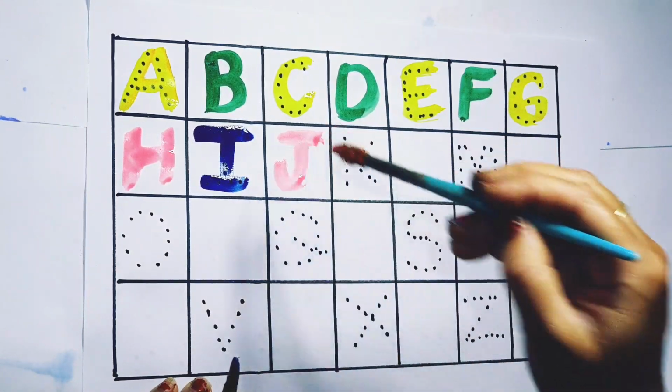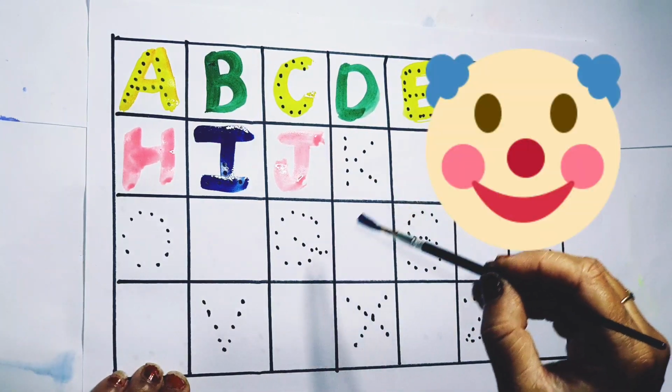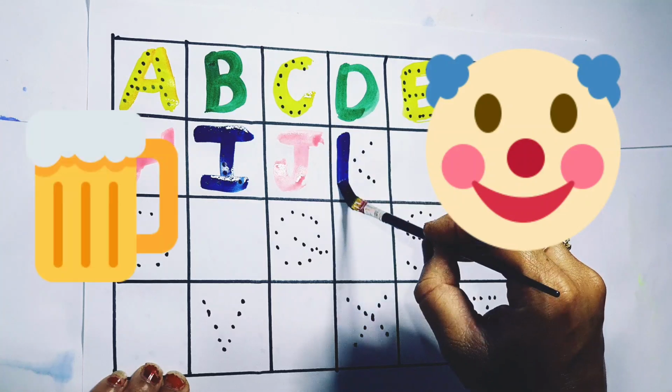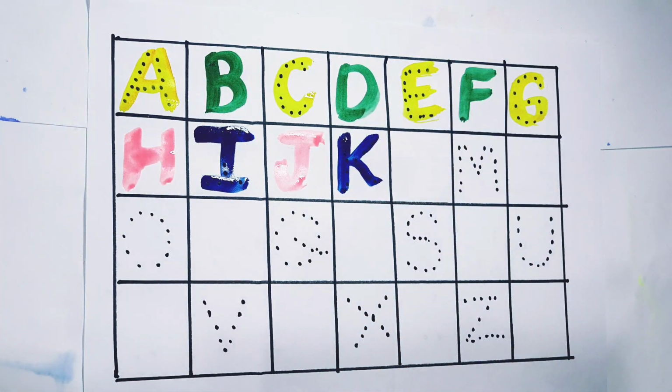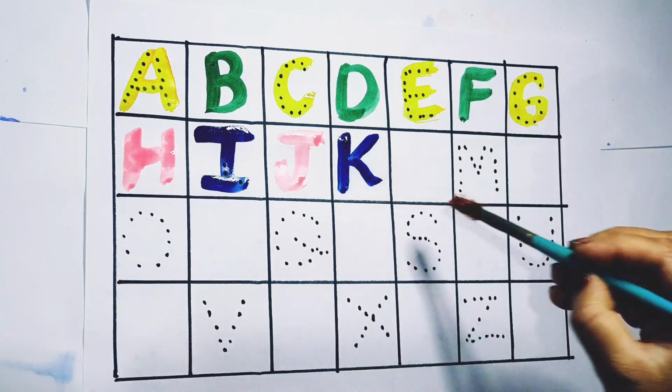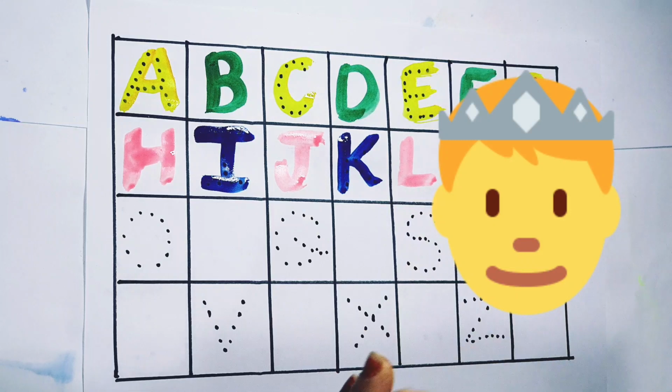Pink color. J. J for joker. J for jug. Blue color. K. K for kite. K for king. Pink color.